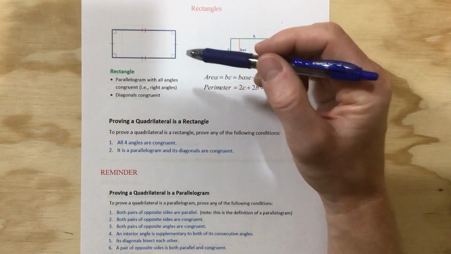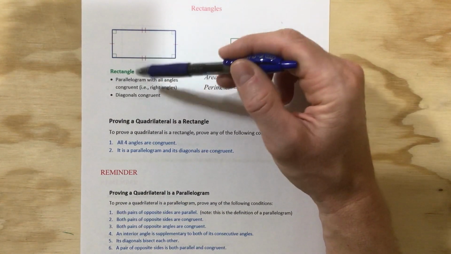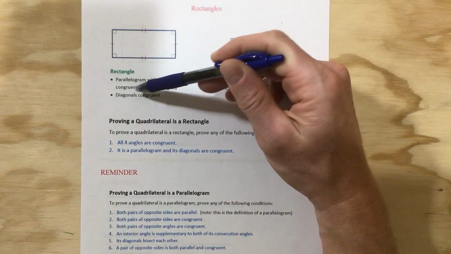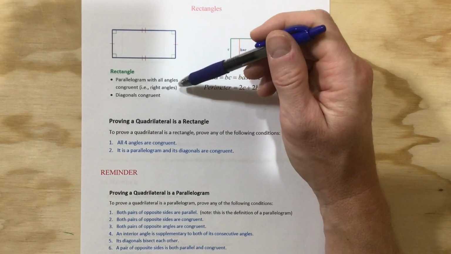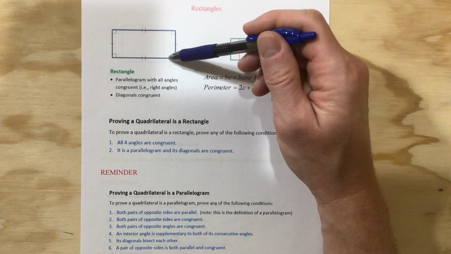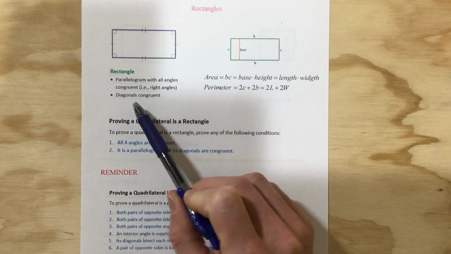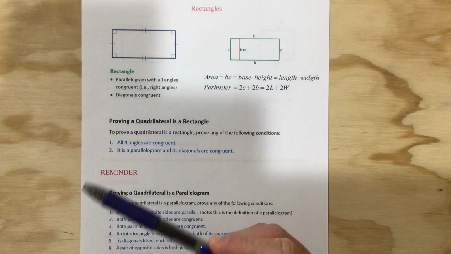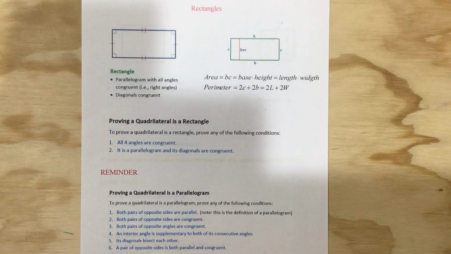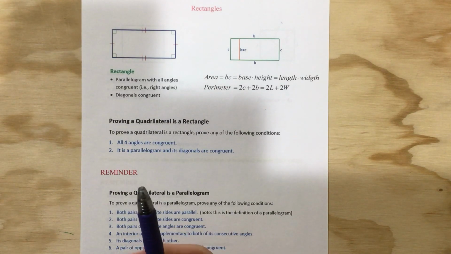So a rectangle is a parallelogram, but it's a parallelogram with all of the angles congruent. And if all of the angles are congruent, then all of the angles are right angles, which means all of the angles are 90 degrees. And it's got diagonals that are congruent. Remember, in a parallelogram, diagonals bisect each other, which means they hit at the midpoint.